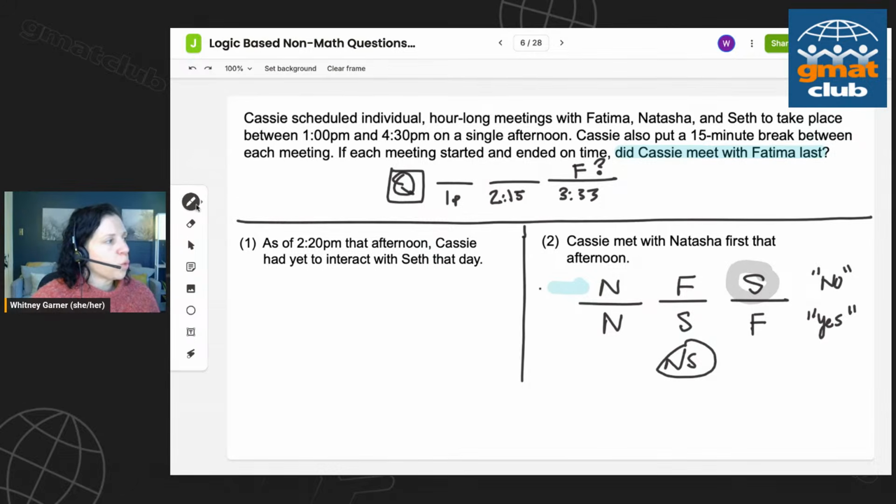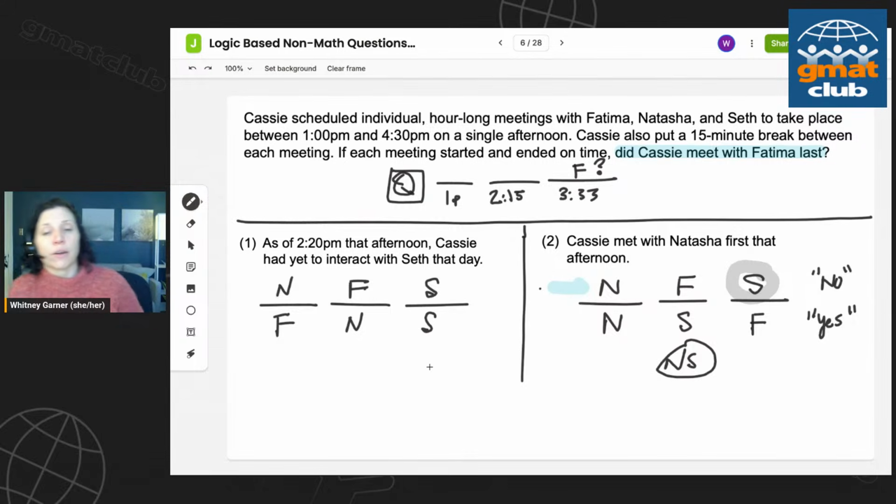So as of 2:20, Cassie had yet to interact with Seth. Well, if Cassie hadn't interacted with Seth by 2:20, that would mean that Seth can't have been her 1 p.m. or her 2 p.m. meeting. And so Seth must be her last meeting. Now, that doesn't tell me where Natasha and Fatima are. Again, Natasha and Fatima could be first and second, or Fatima could have been first and Natasha could be second.